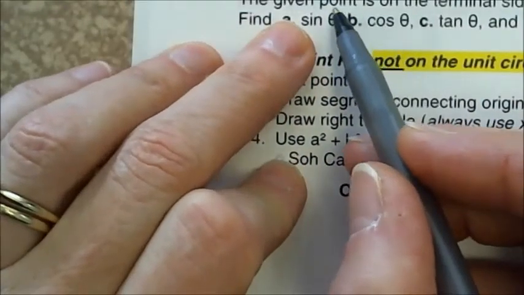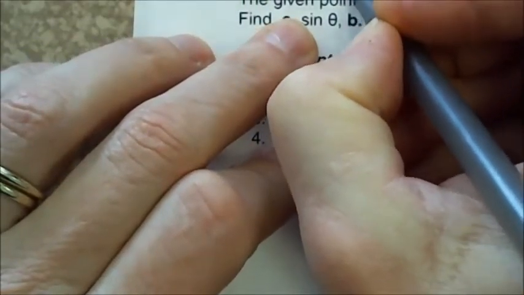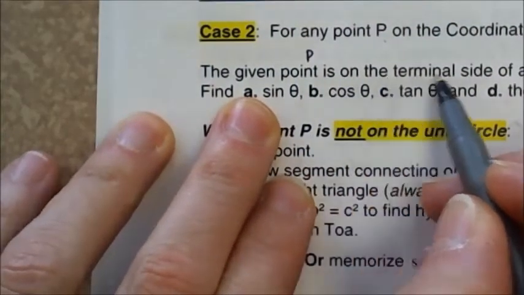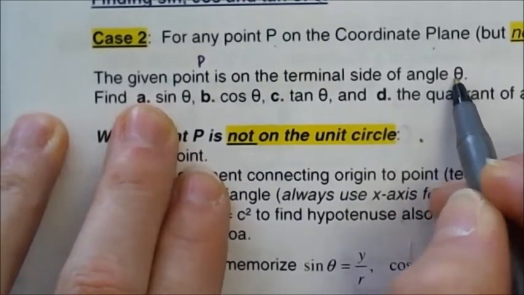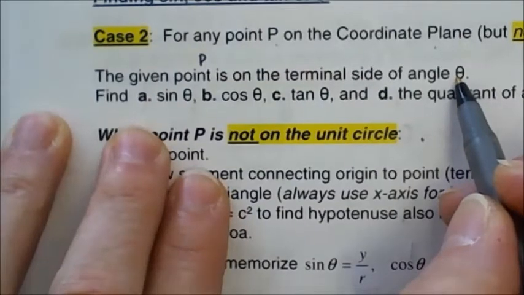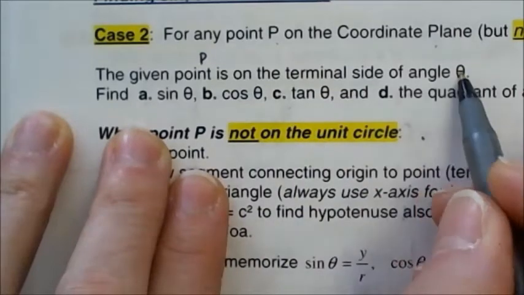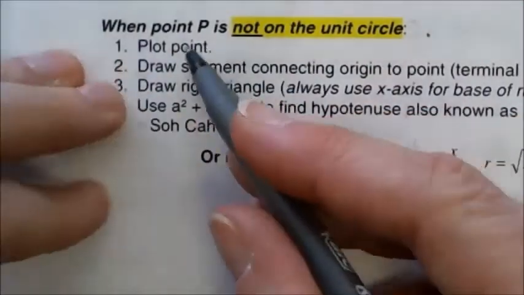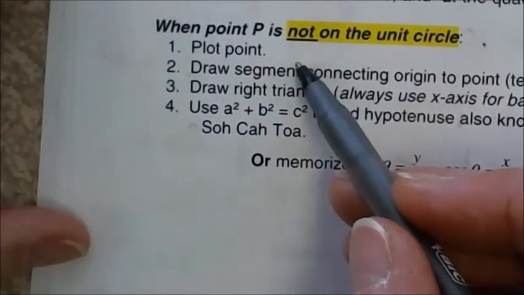The given point, we usually call it point P. The given point P is on the terminal side of the angle theta. Now this angle theta, remember, is going to be drawn in standard position. When we draw this angle in standard position, we're going to be able to find the sine, the cosine, and the tangent of this angle theta and what quadrant it's in. So there's a little four-step method to use when the point is not on the unit circle.